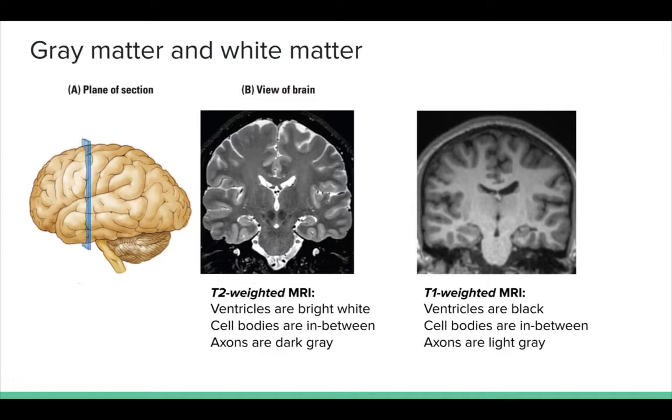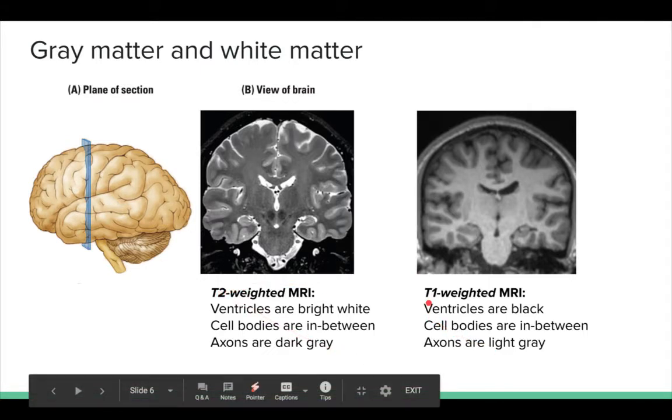The one that might be most familiar to you, and especially if any of you are going to go into the medical field, is the MRI, magnetic resonance imaging. This is mostly what people talk about when we say a brain scan. But MRIs come in different flavors. The one on the left is what's called a T2 weighted MRI, and the one on the right is what's called a T1 weighted MRI.